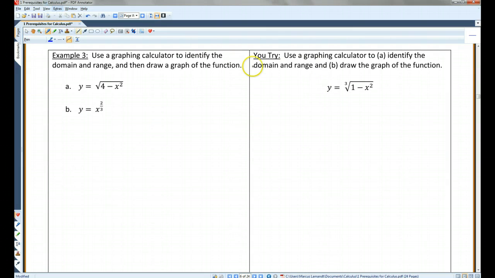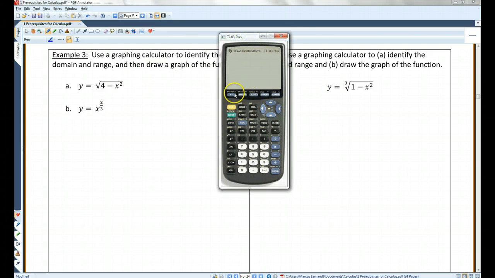Use a graphing calculator to identify the domain and range, and then draw a graph of the function. Okay. Alright, I pulled out my calculator here. Let's go ahead and graph this. We've got the square root of 4 minus x squared. Let's graph that. I'm going to change the window.